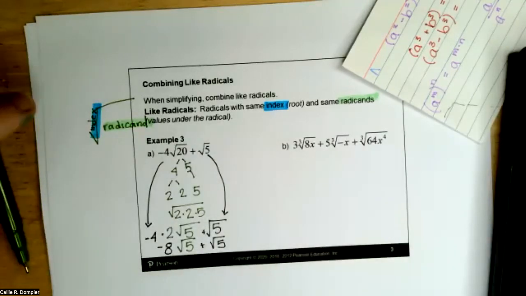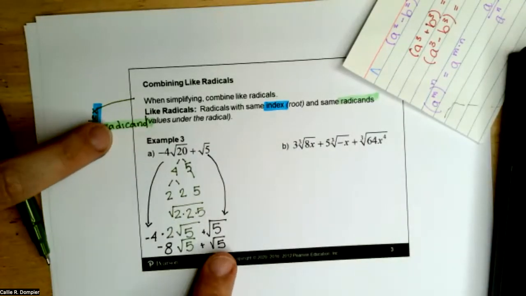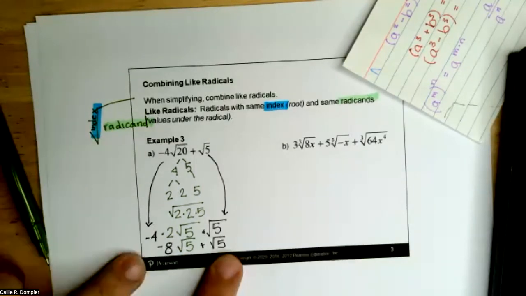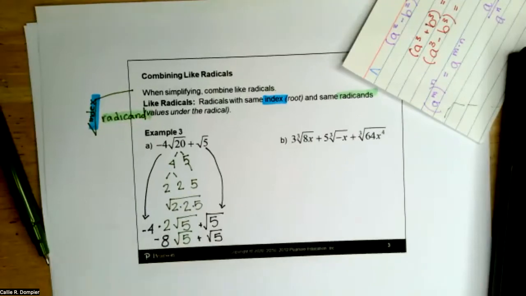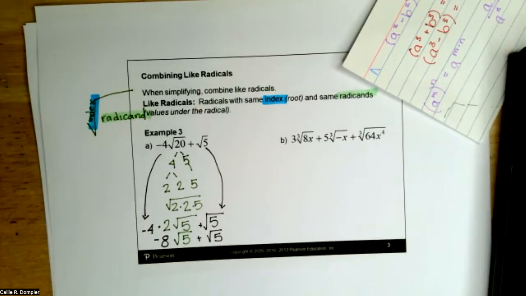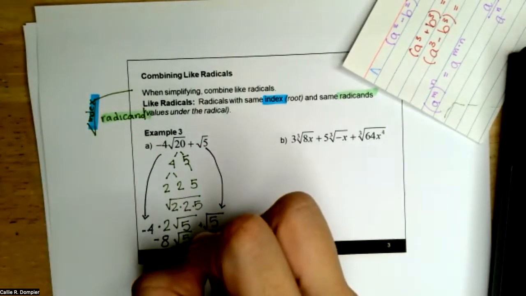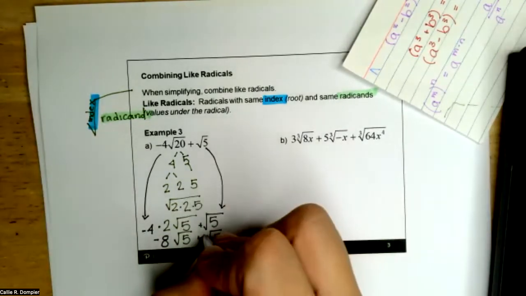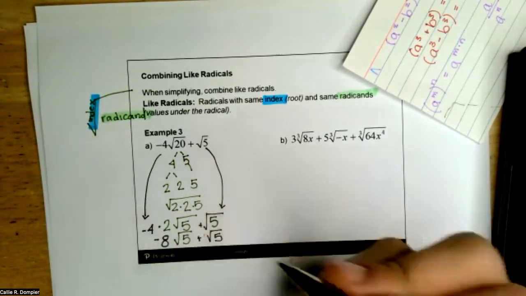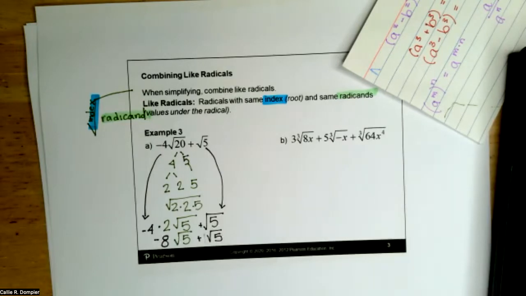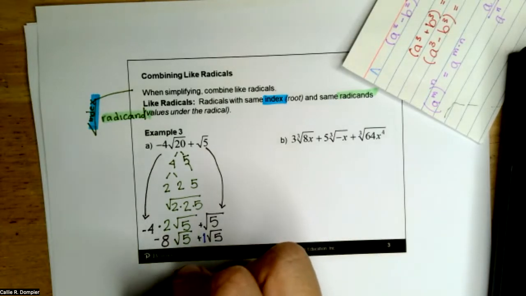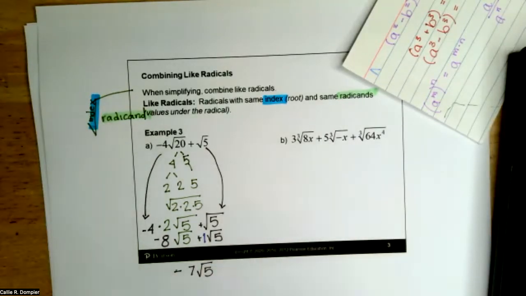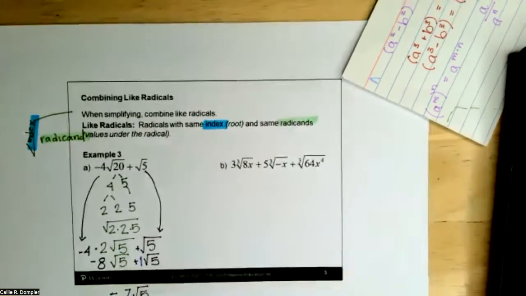Now we have the same index of 2 and the same radicand of 5. -8 plus, not 5, just -8 plus 1, right? There's just 1 square root of 5 here. -8 plus 1 is -7. We have combined like radicals.